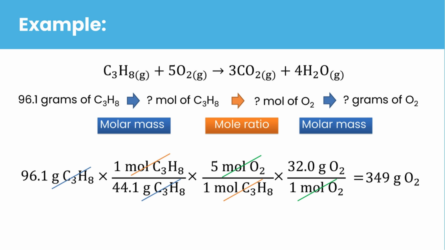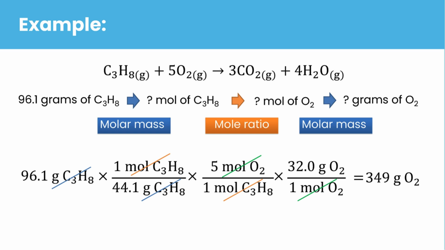Final step, moles of O2 back to grams of O2. Use the molar mass of O2, which is 32.0 grams per mole. Good. Multiply by 32.0 grams O2 over 1 mole O2. Moles O2 cancel. So the full setup chains all the conversions as shown in the source, and doing the math gives the answer from the source: 349 grams O2. Wow, okay.